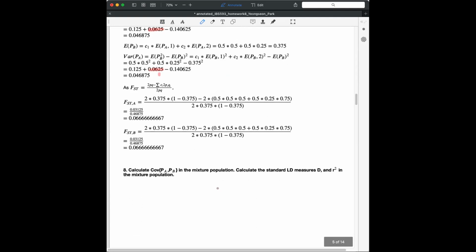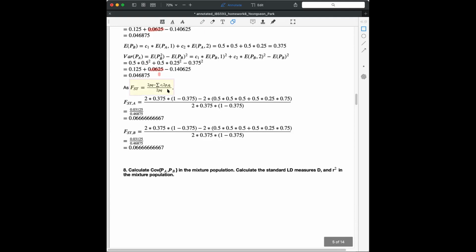Okay. So what formula have you used for FST? So for FST, I use this formula, which seems to be the expected heterozygosity in the total or mixed population minus the sum of expected heterozygosity in each population times the fraction of samples from each population divided by the expected heterozygosity in the mixed population. That is not a bad formula at all for FST.